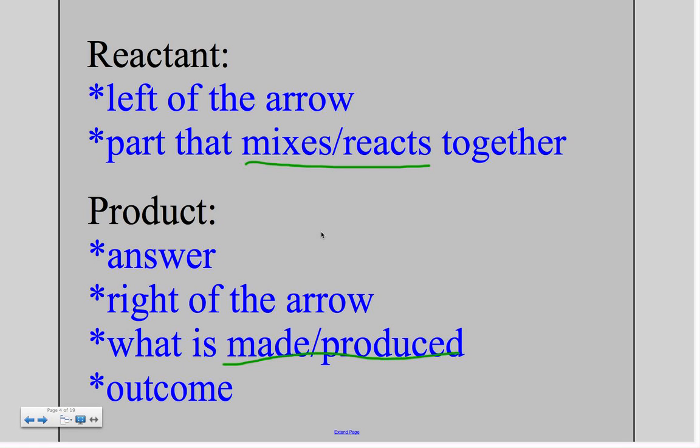So the reactants, like we said in the previous slide, are to the left of the arrow traditionally, and these are the part that mix or react together. The product or the answer is to the right of the arrow, and it's what's made or produced. It's also called the outcome sometimes, if you look at word problems for this kind of thing.